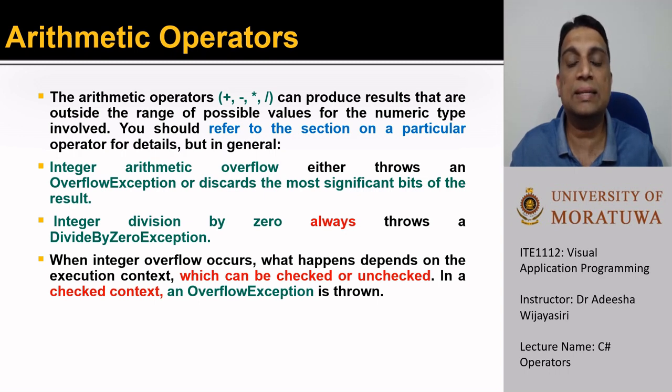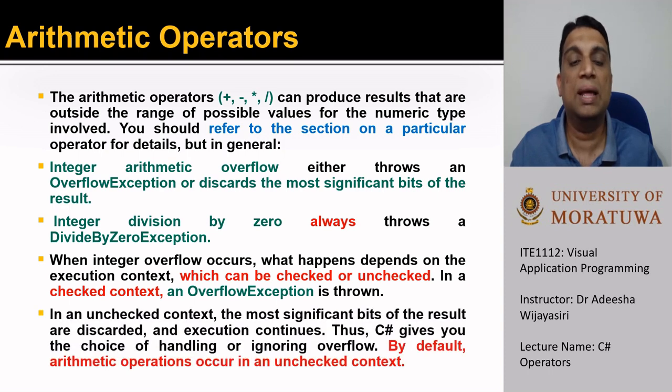In a checked context, an overflow exception is thrown. In an unchecked context, when arithmetic overflow happens, the most significant bits of the results are discarded and execution continues. C# gives you the choice of handling the error or ignoring the overflow. By default, arithmetic operations are executed in an unchecked context.